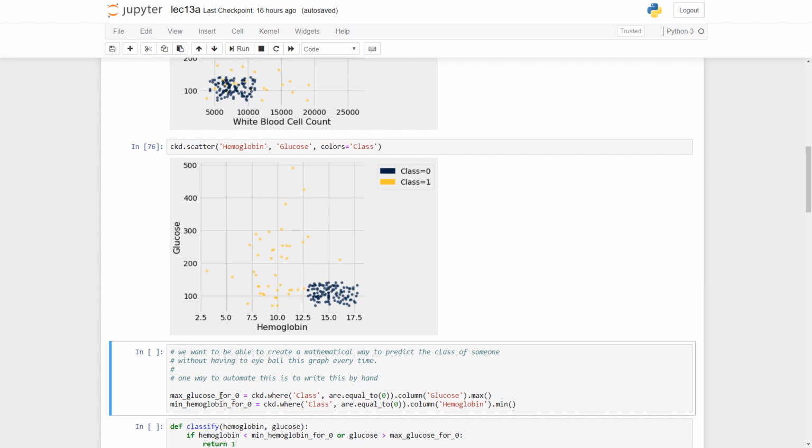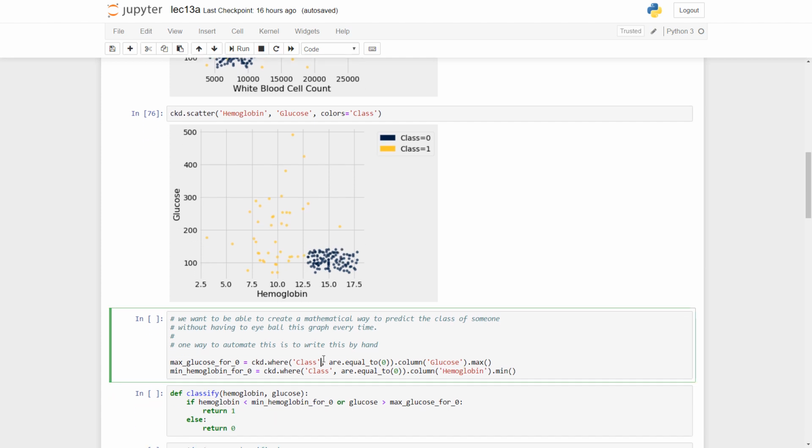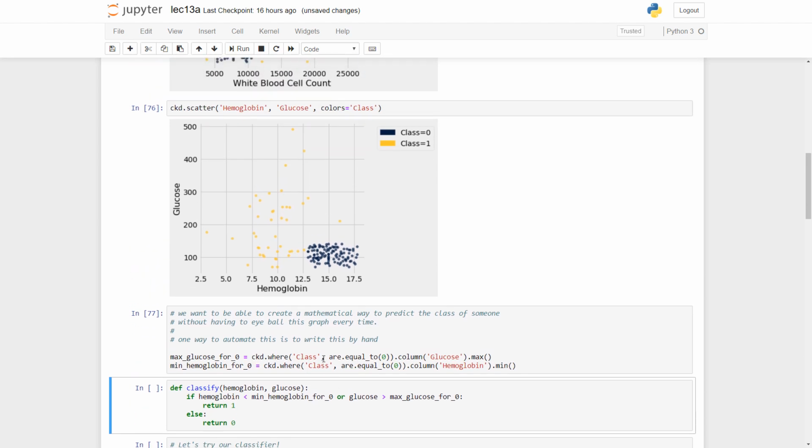So to get the maximum value for the glucose, we will focus on the group of patients who were not diagnosed, with class 0. We'll get the column glucose and get the maximum of it. Same thing with the hemoglobin, but here we will get the minimum, because we need the minimum of the hemoglobin and the maximum of the glucose value. So getting these two values, now we can do the classification.